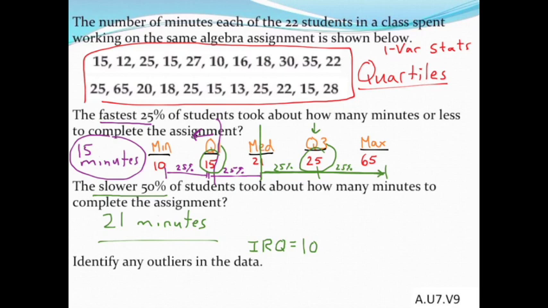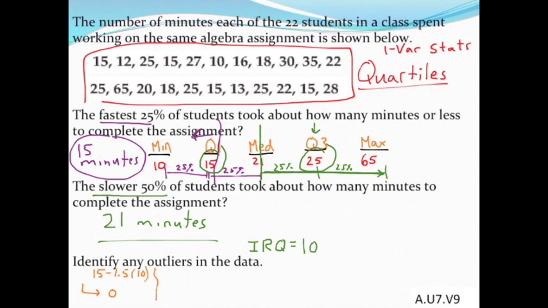Then to identify outliers, I'm going to take my lowest quartile, my Q1 value, 15, and subtract 1.5 times the interquartile range. If I do this, I end up with 0. So if I had any students finish this assignment faster than 0 minutes, there would be an outlier. Obviously, that's not possible, so we'll ignore that side of the spectrum.